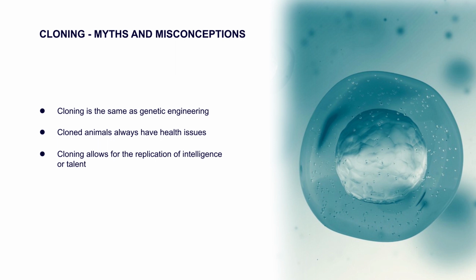DNA. The sixth myth related to cloning is that cloned animals always have health issues. While it is true that cloning can lead to health issues and abnormalities, it does not mean that all cloned animals have these problems. With advancement in cloning techniques and improved understanding, scientists have been able to reduce the frequency of health issues and improve the overall health of cloned animals.